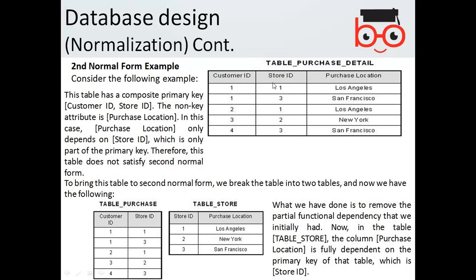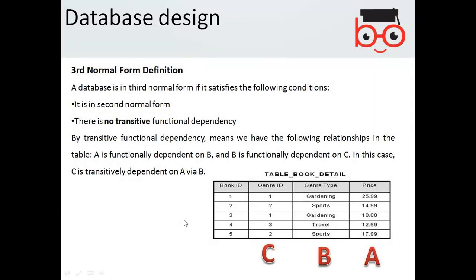This was a problem. So this has solved the problem of the second normalization. Third normal form is the condition when it should definitely be in the second normal form and there are no transitive functional dependencies. By transitive functional dependencies we mean we have the following relationship in the table: A is functionally dependent on B and B is functionally dependent on C. In this case, C is transitively dependent on A via B.